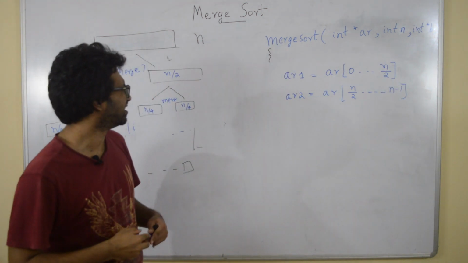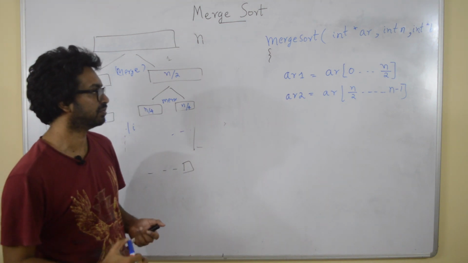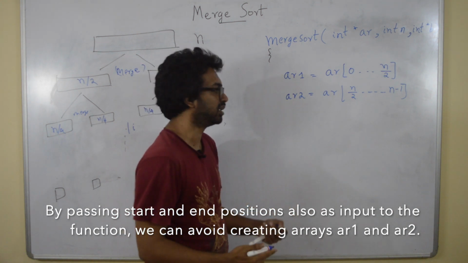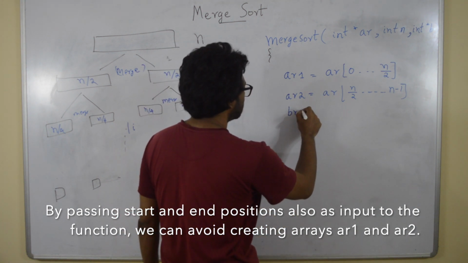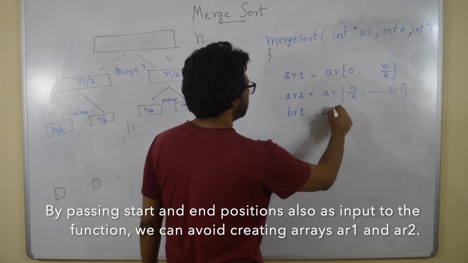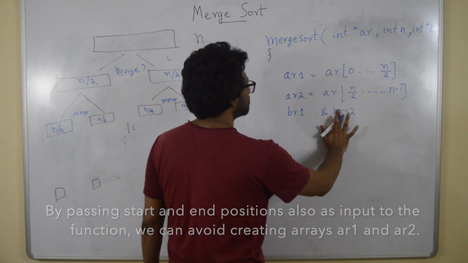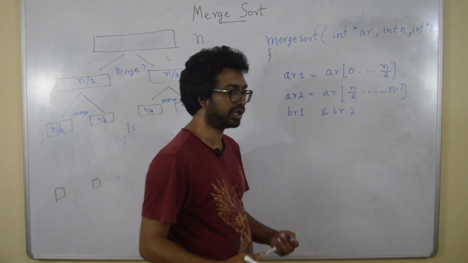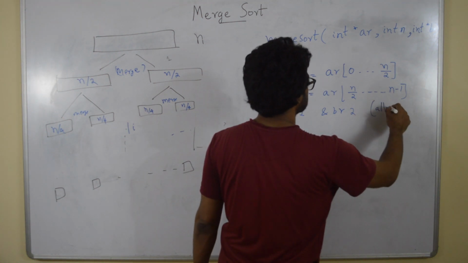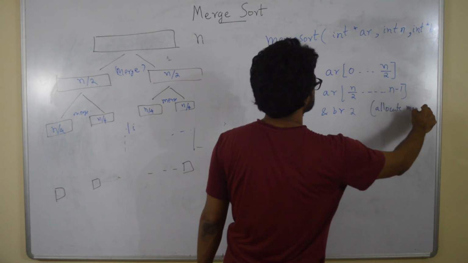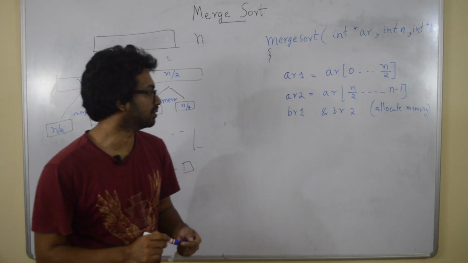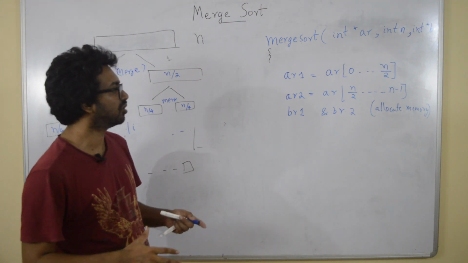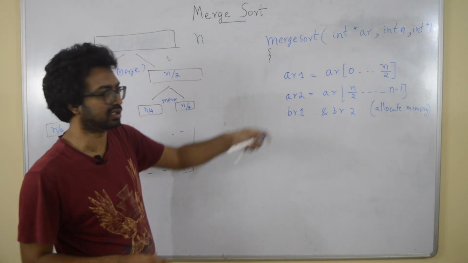Okay, we now have two arrays AR1 and AR2, right? And we are also going to create the two output arrays BR1 and BR2. We need to create these things, so that allocates memory space. Once we have this, what am I going to do? I'm going to call merge sort recursively on this and this.